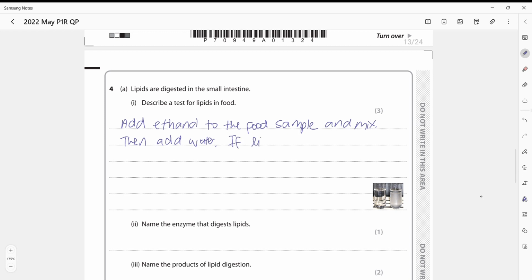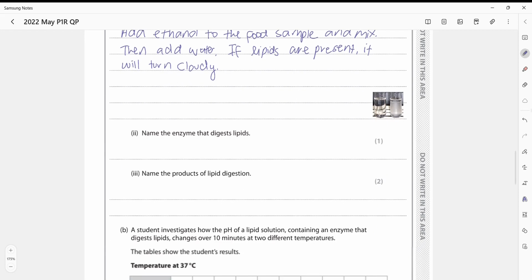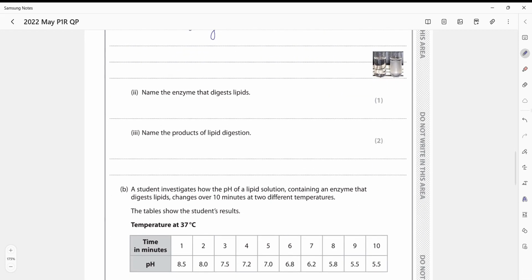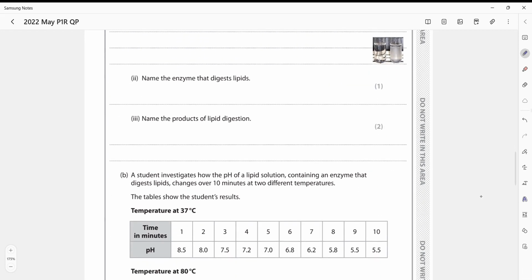If lipids are present, it will turn cloudy. Okay, part 2. Name the enzyme that digests lipids. That would be lipase.